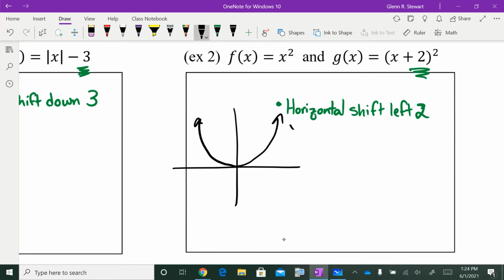So this is x squared. It's your f of x function. And then with the other one, we shift left 2. So that's your g of x.